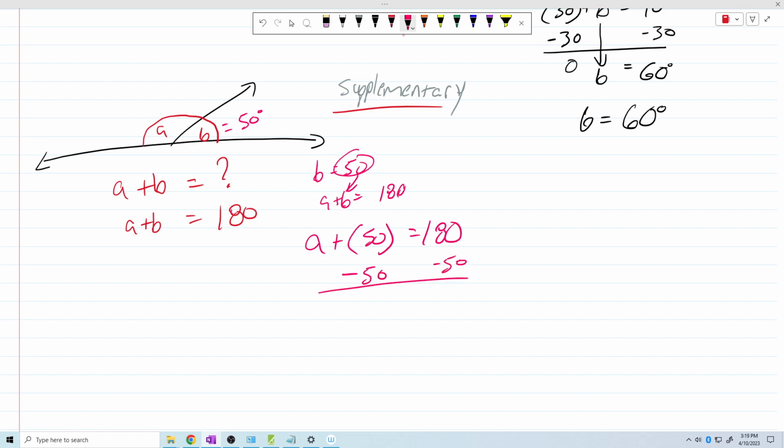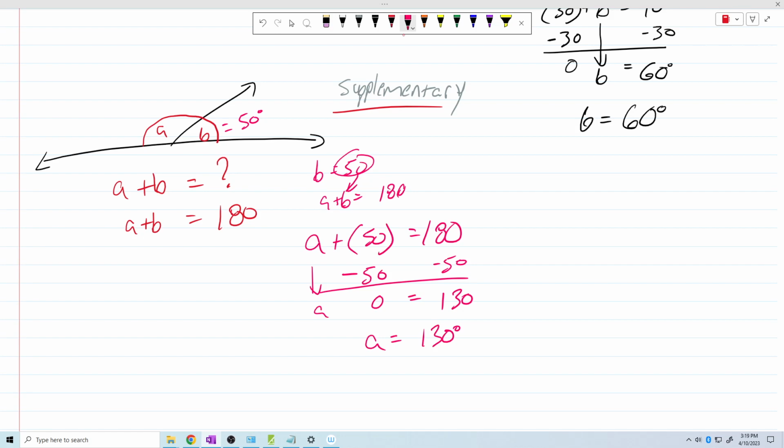Right, boom. We still have our A that comes down. We didn't do anything with it. Can't forget about it. This becomes 0. The equal sign is still there. It doesn't change. 180 minus 50, that's 130, guys. So what we're saying here is that A is 130, and we solved that problem. That's all you do for that sort of thing.